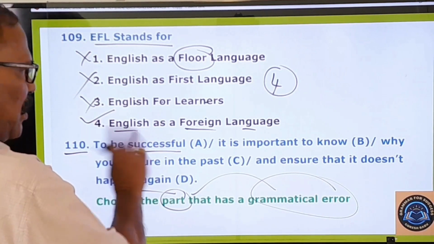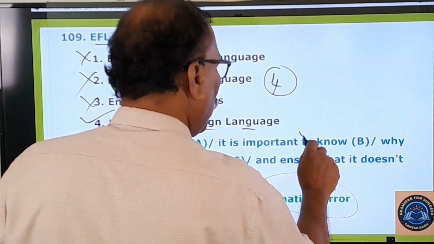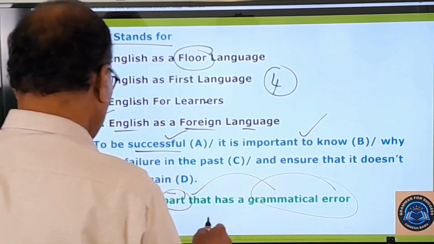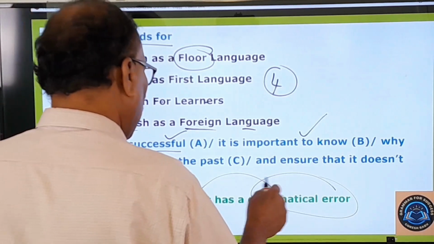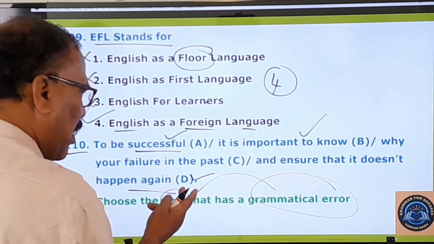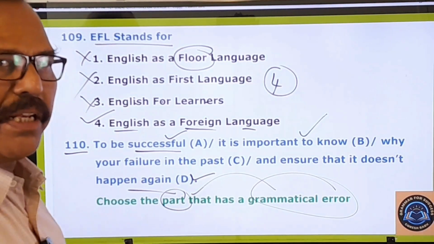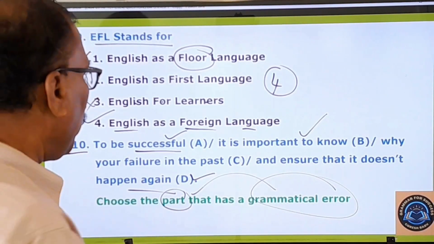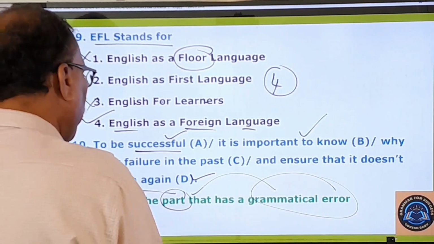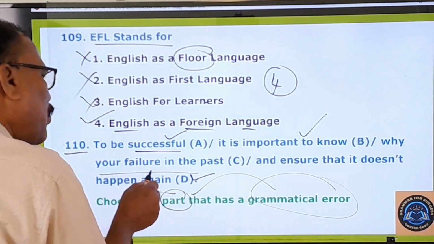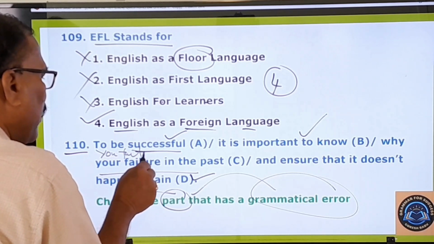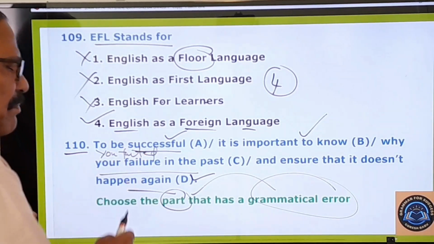To be successful, there is no mistake, it's correct. It is important to know, it's correct. Why you were failure in the past, and ensures that it doesn't happen. Here this D part is also, and ensure that it doesn't happen again. So this D part also doesn't have any grammatical error, right? But only in the C part there is a grammatical error. So what is he saying? Why you were failure in the past? You cannot say why you were failure. It must have been why you failed.